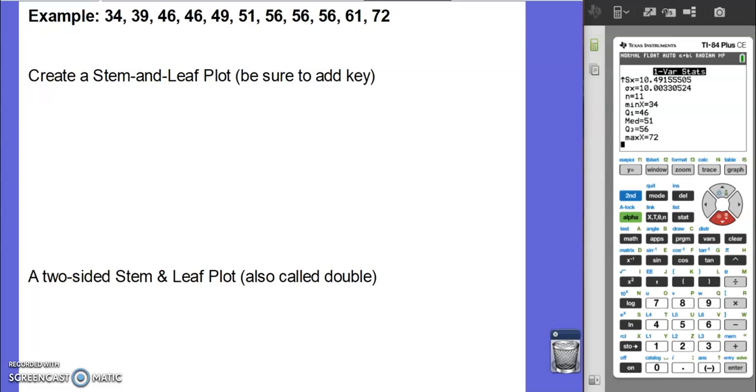One last thing, again with the same set of numbers, create a stem and leaf plot. Be sure to add a key to this. The key helps somebody that's brand new looking at it understand the data. So what you're going to have is literally a stem and a leaf. Let me switch it to highlighter.